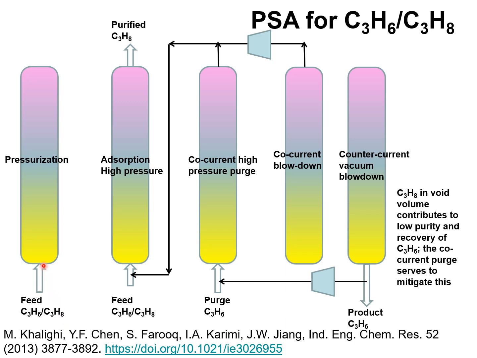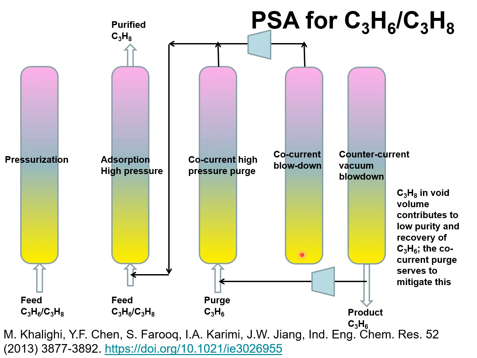The five stages consist of pressurization followed by an adsorption cycle in which propane is removed from the top of the column. The adsorption cycle is followed by a co-current high-pressure purge with propene in order to remove any adsorbed propane in the pores.